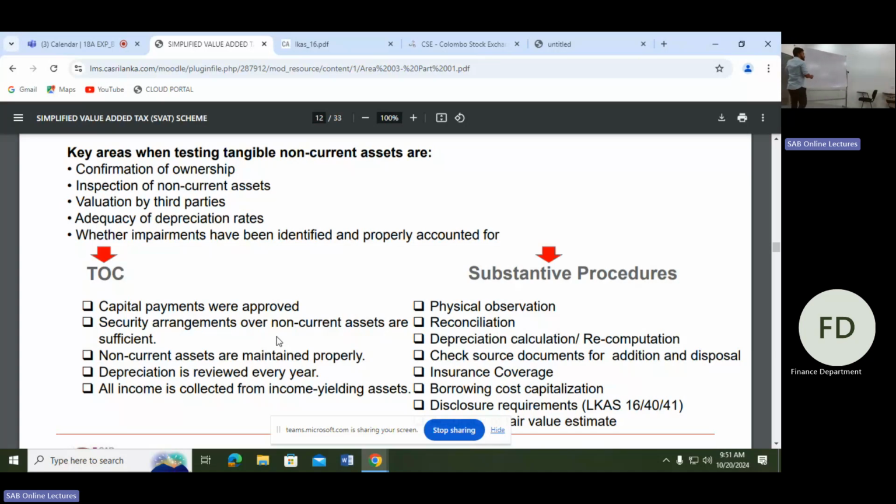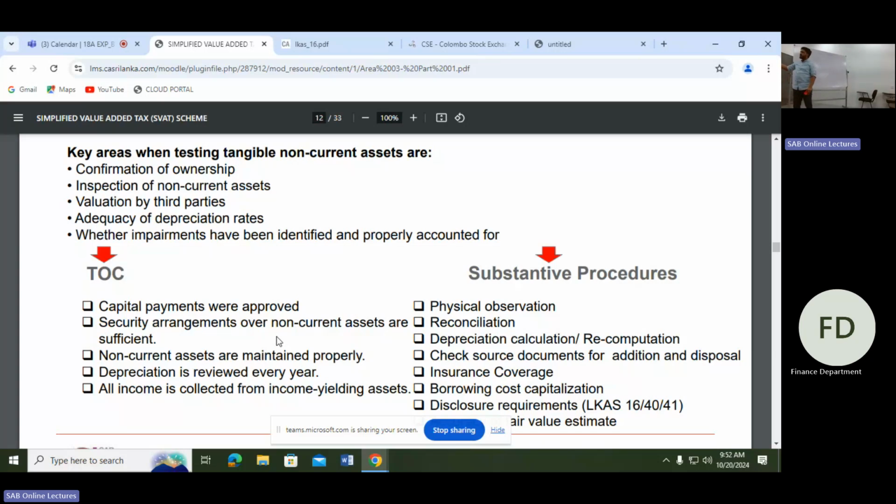The decision depends on your judgment. That is the auditor's judgment based on walkthrough results, whether you are going to do TOC plus substantive procedures or purely substantive procedures. That auditor's judgment has got this approach.